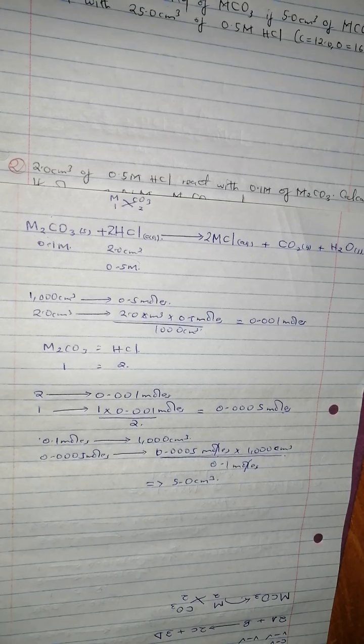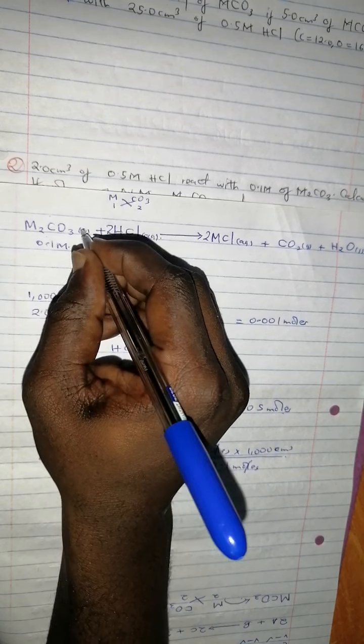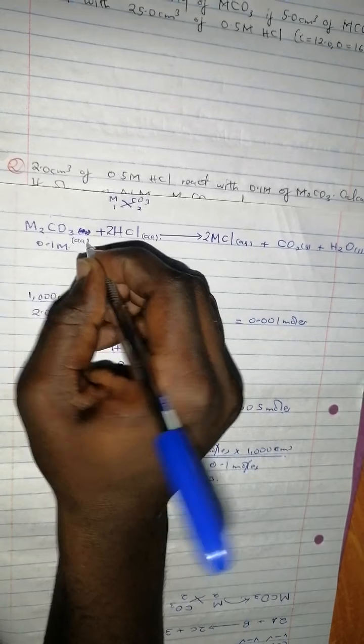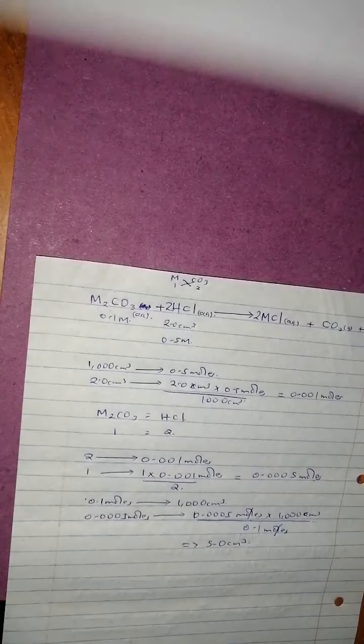So that will be the volume of the metal carbonate that we used, if in case we dissolved it in a solution first before doing the reaction. So it means that in such a case, this will be aqueous. So this is how simply we handle question number 2. Now let's try to do another question, number 3.